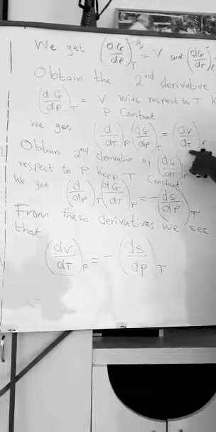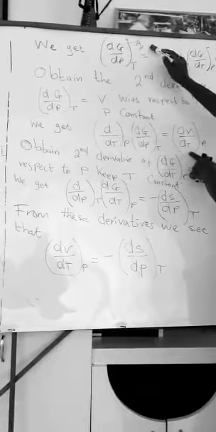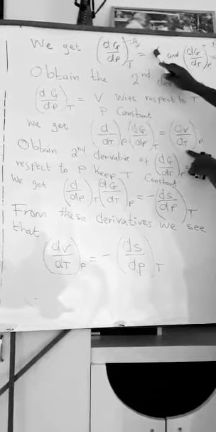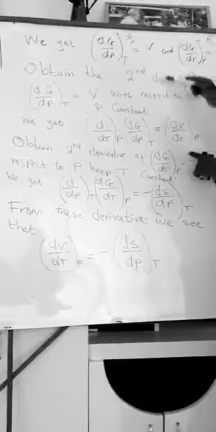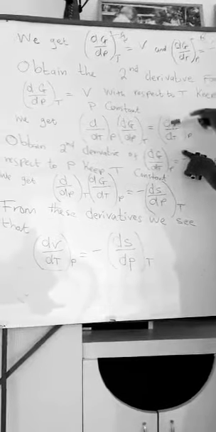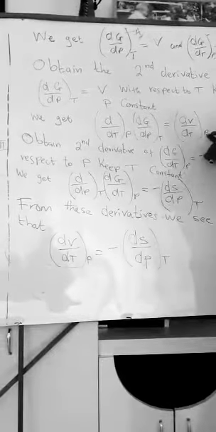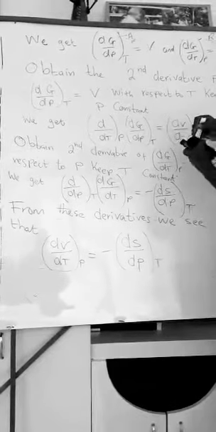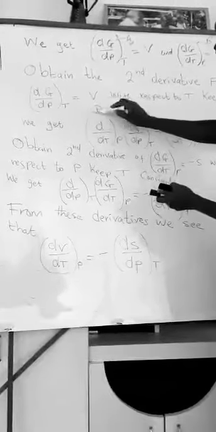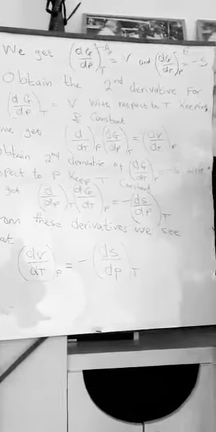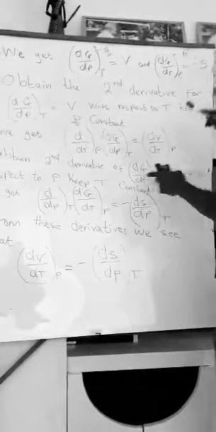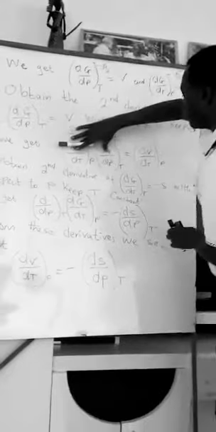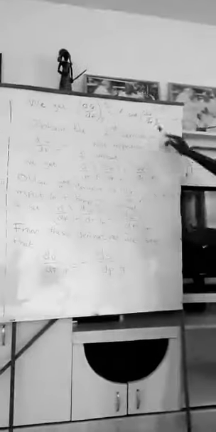On this other side, we differentiate the V, or the volume, with respect to T. So that is where we have dV/dt. But remember, it is the pressure that we are keeping constant this time, because in the other derivative we kept the temperature constant. So for equation A, obtaining the second derivative, this is what we are going to get.